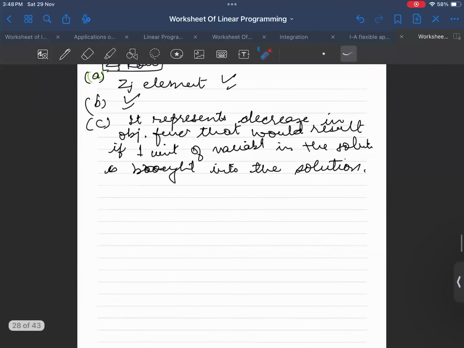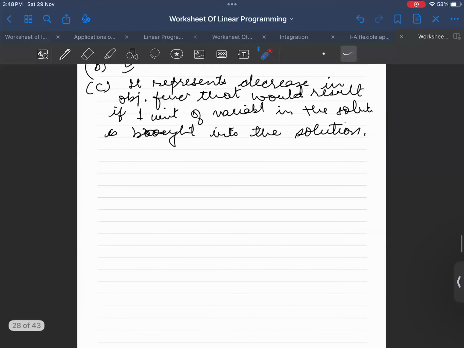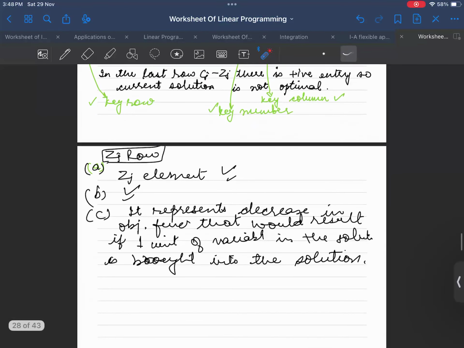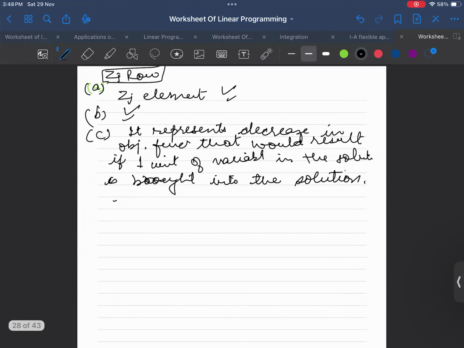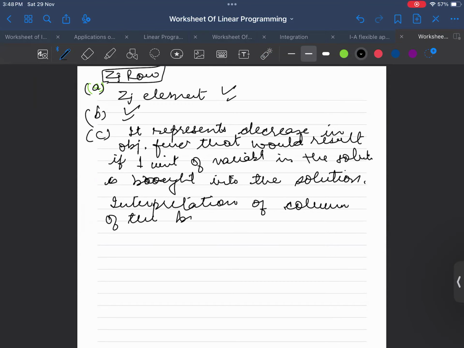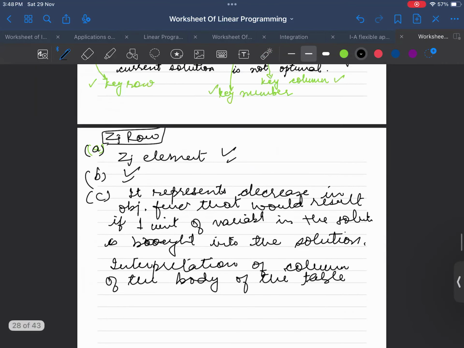Now come to the interpretation of the columns of the body of the table. I will explain one by one.